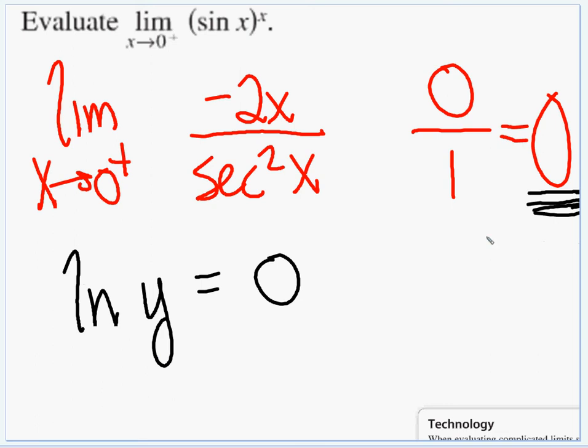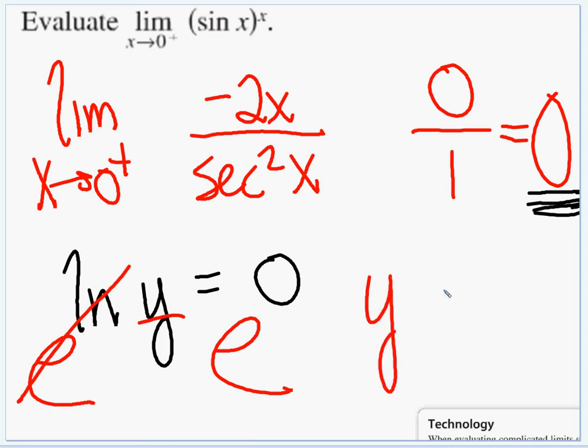Okay, how do we get rid of that natural log without messing up the y? We base e. Base e. So now we get y equals e to the 0. Anything to the 0 is 1. So there's our limit.